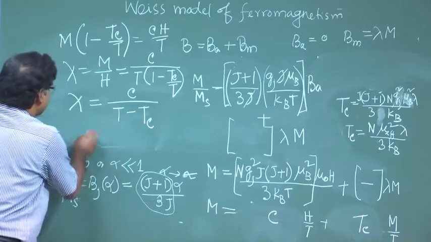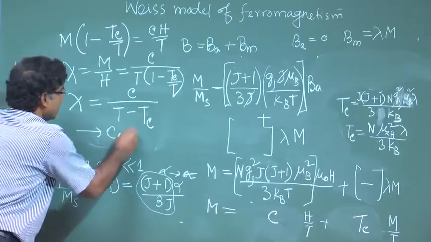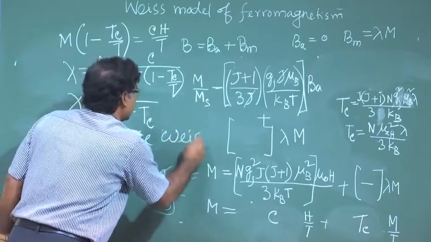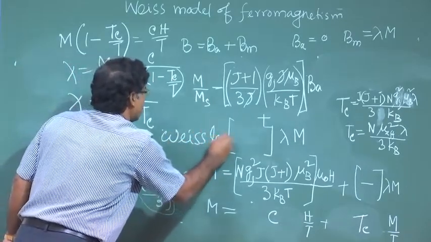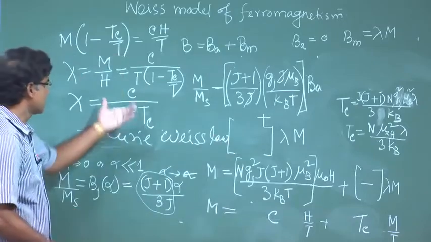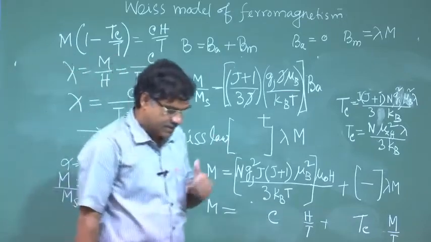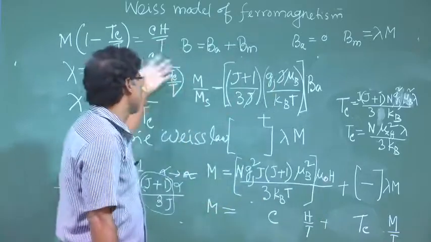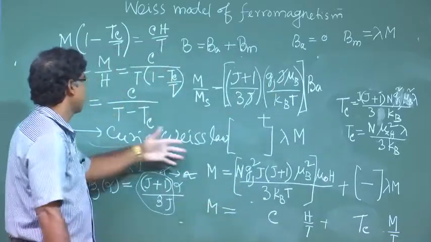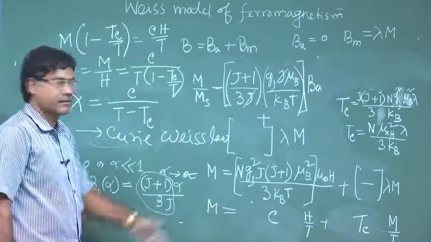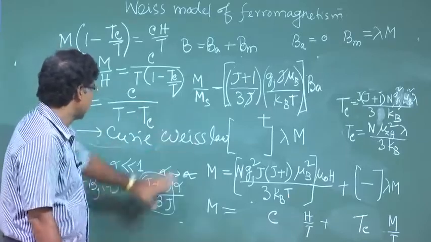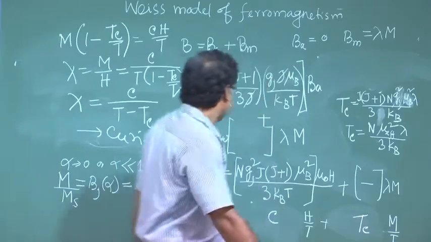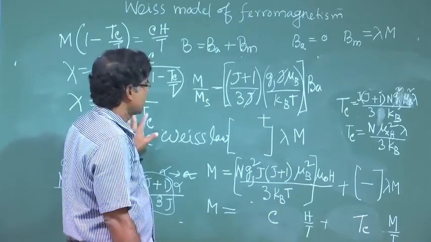So, this is called the Curie-Weiss law, okay. Basically it explains the paramagnetic phase of a ferromagnetic material. So, this is a very famous relation. So, that is the Curie-Weiss law, okay. So, I think that is all.